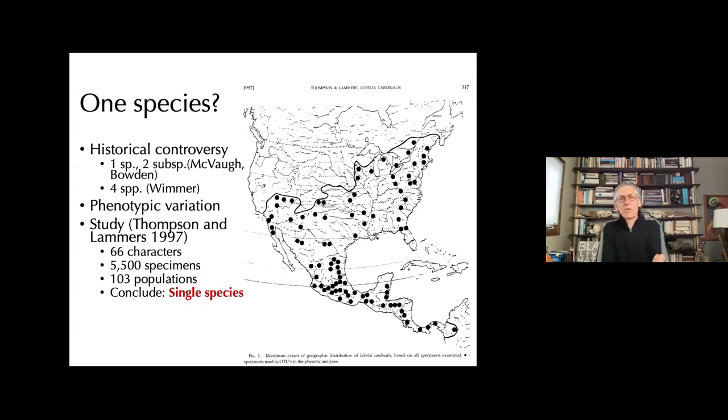Historically, there's been a controversy concerning the number of species that Lobelia cardinalis represents. It's currently considered one species with two subspecies, by McVaugh, Bowden, and others. Others have considered it to be up to four species, because of phenotypic variation. A study by Thompson and Lammers in '97 looked at herbarium sheets. They studied 66 characters, 5,500 specimens, over 100 populations.